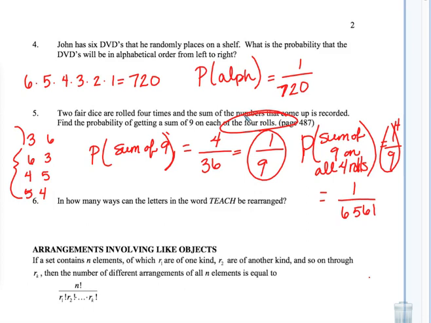All right, number 6. In how many ways can the letters in the word teach be arranged? Now, before you go any further, I want you to read number 6, and then down the page, I want you to read number 1. And I want you to notice that they are very similar. Number 6, none of the letters are the same. We have T, E, A, C, H. All the letters are different.